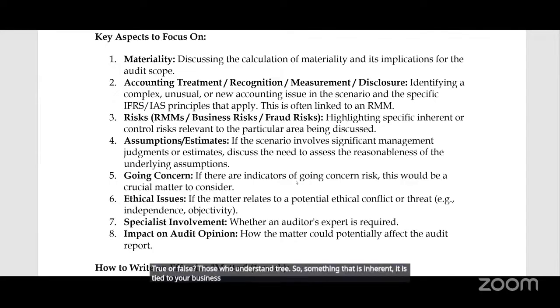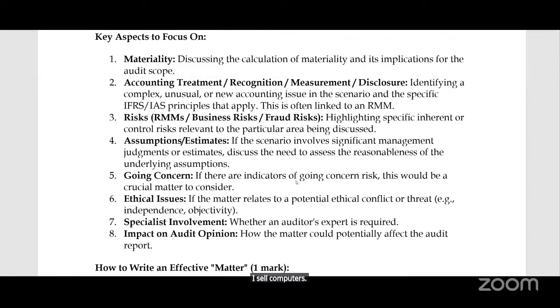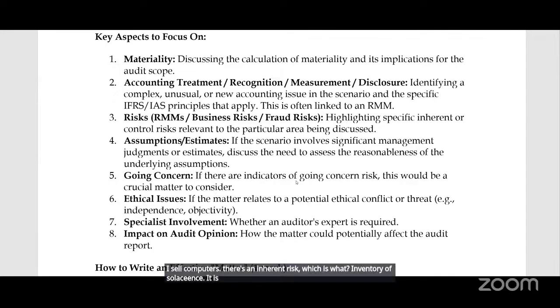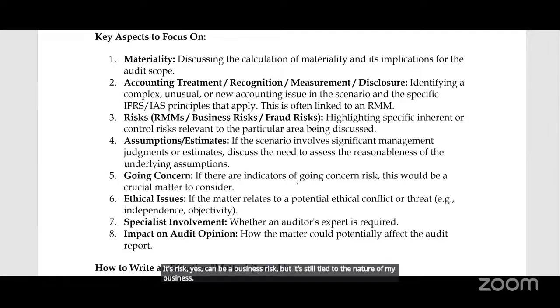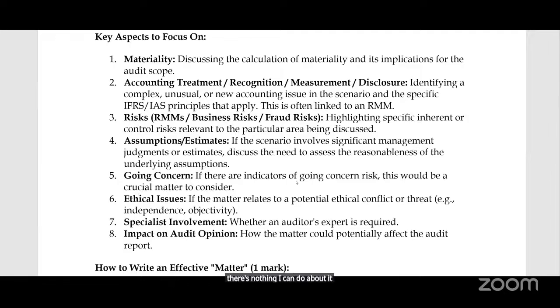So if I'm in a tech business, and I sell computers, there's an inherent risk, which is inventory obsolescence. It is easy for my inventory to go out of fashion. True or false? Do you all agree? True. This risk can be a business risk, but it's still tied to the nature of my business. There's nothing I can do about it because so far as I'm in the tech field, these things are likely to happen. And it is difficult to set controls for these things, right?